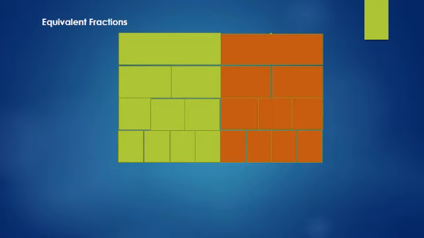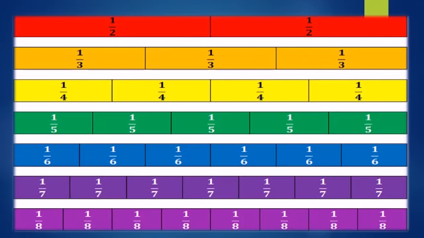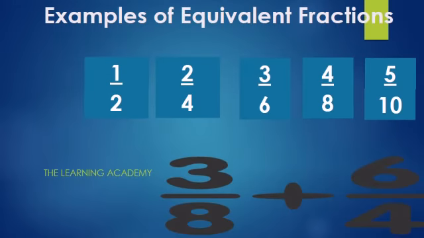Steps to reduce or simplify fractions. First, you write down all the factors or all the numbers for the numerator and the denominator. Then you have to examine and determine which one of these factors is the largest factor that is common between both the numerator and the denominator. Then you divide the numerator and the denominator by the same number. That is the number that is the largest common factor. Then you write down your reduced fraction.